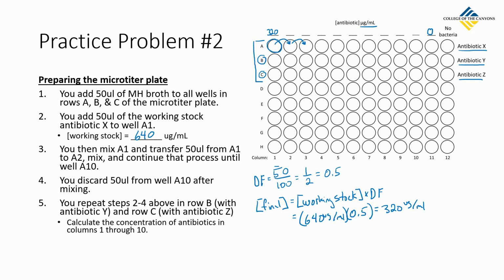So 320 divided by 2 is 160. 160 divided by 2 is 80. Then 40. Then 20. 10. 5. 2.5. 1.25 and 0.625. So there are the concentrations of our 3 antibiotics in all of those wells in rows A, B, and C in columns 1 through 11.